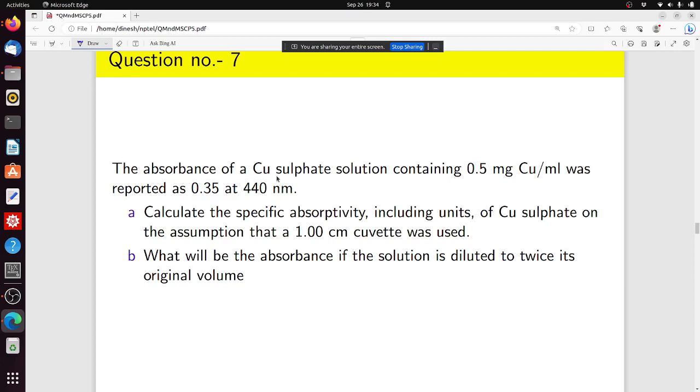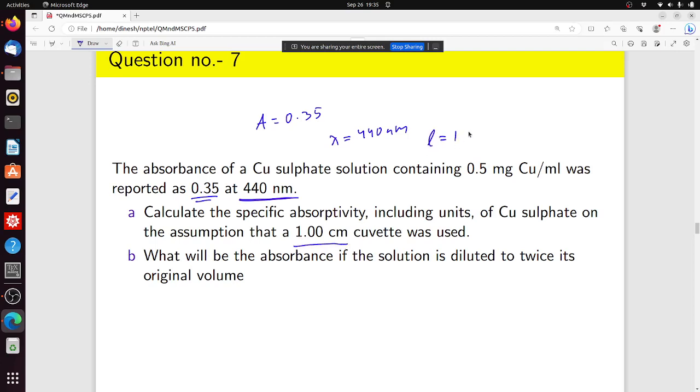Okay, so the absorbance of a copper sulfate solution containing 0.5 milligram of copper per milliliter is reported to be 0.35. That means absorbance is 0.35, and the absorption line lambda is 440 nanometer. Now calculate the specific absorptivity, including units, for this copper sulfate solution, assuming that the length is 1 centimeter.